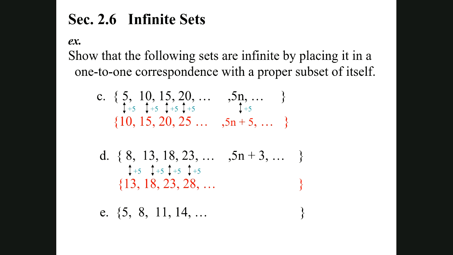And we're going to do the same thing with 5n plus 3. We're going to add 5 to get its corresponding term. And we get 5n plus 3 plus 5. We get 5n plus 8. And we're done. We've shown that this set right here is an infinite set because we took out one of the terms. We're starting on 13. And we created a one-to-one correspondence. And there's no terms left over.